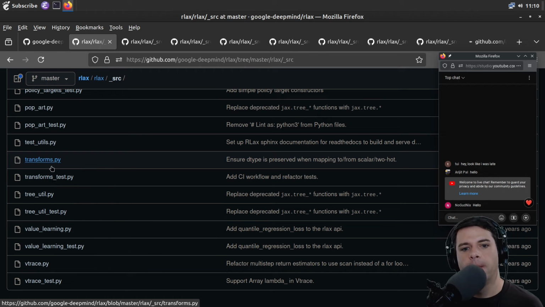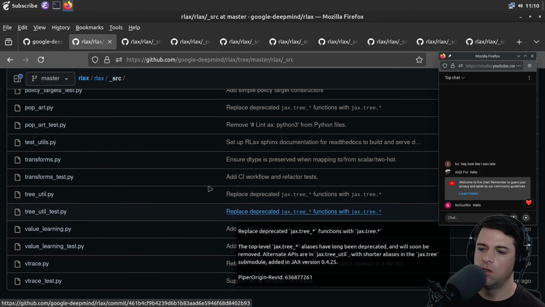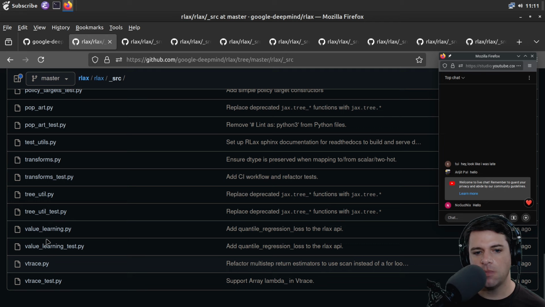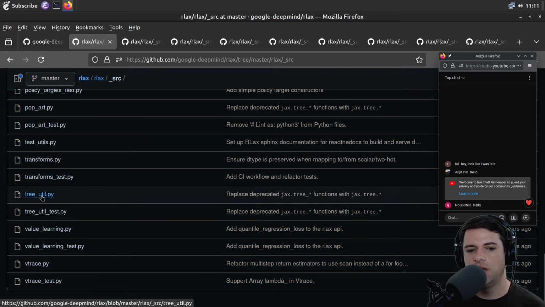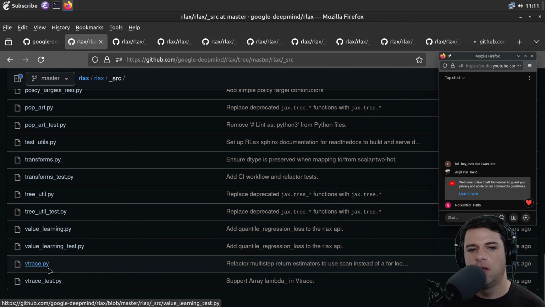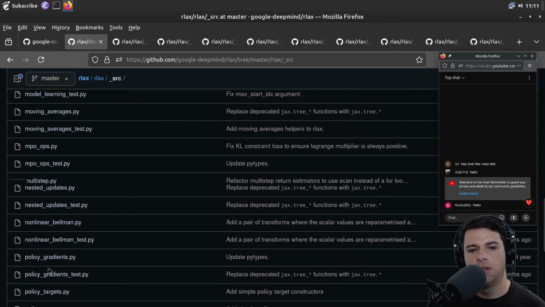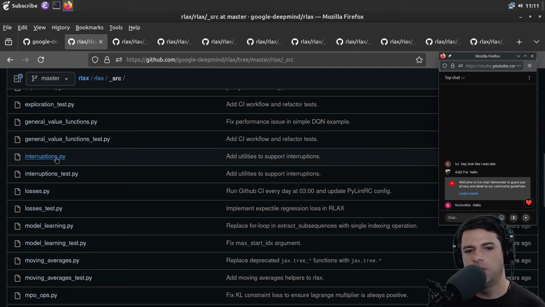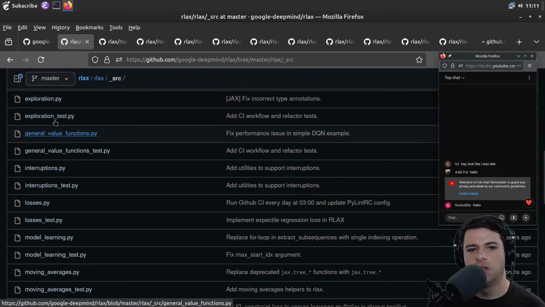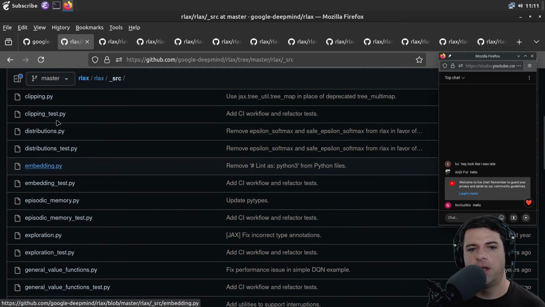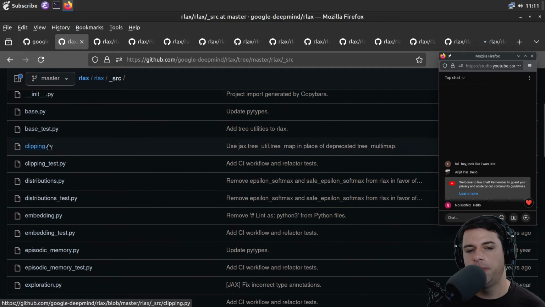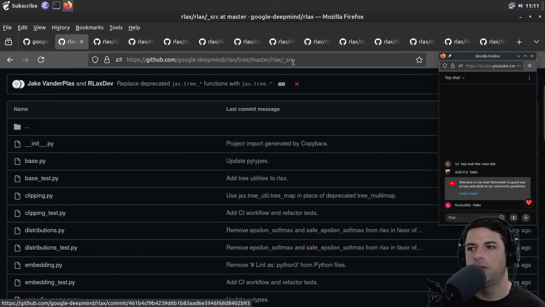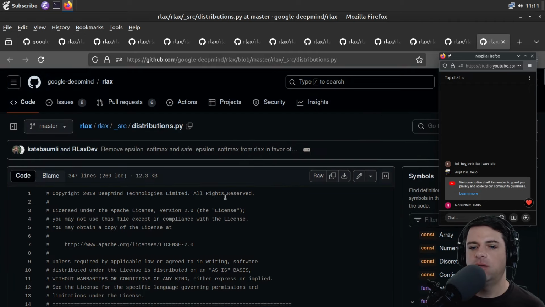Transforms, which I think is going to be different from transformers. These are maybe transforms in the sense of functions. Hello, good to see you again. And then we have value learning, tree util, vtrace will ignore, moving averages, interruptions, general value functions, some stuff about embeddings, some distributions, clipping. I don't know what clipping is, some base class. So I guess I want to start at distributions.